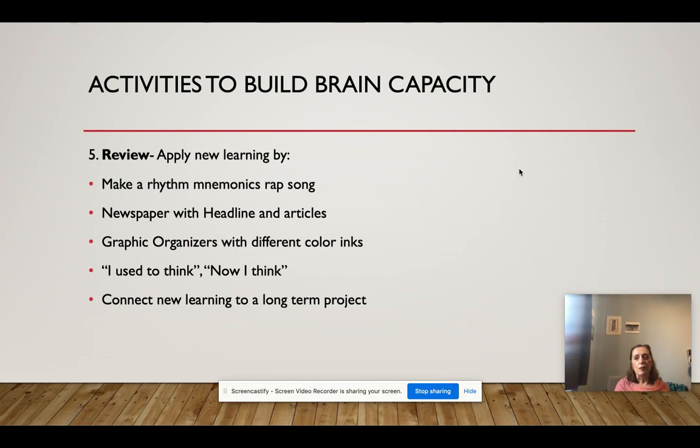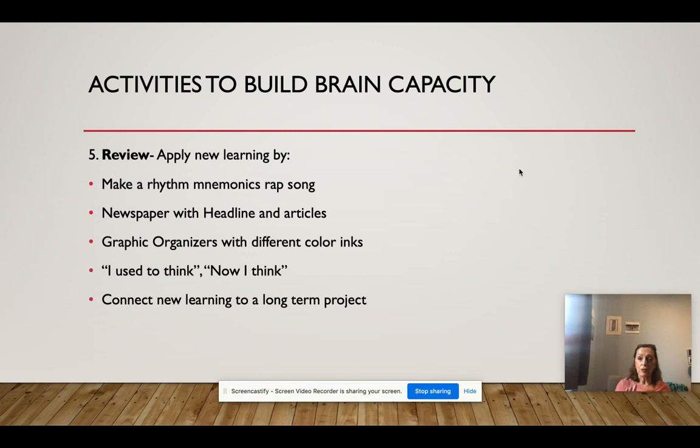And finally, activities to build brain capacity. In order to do all of this learning after you've chewed on it, you have to review it, and you have to apply it in that review. So there may be a song that you've made about the learning. It may be a rap song with mnemonics of some kind that kids can connect to and access. Maybe review it with a project where they've made a newspaper with different articles about their learning.